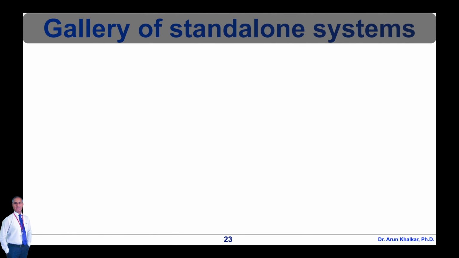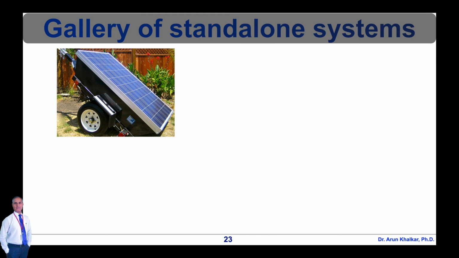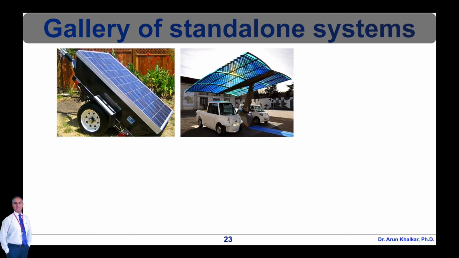Now let's see the gallery of standalone systems. First of all, mobile solar trolley. A generator to power your appliances. Take it anywhere, anytime, no installation needed, 100% solar powered. Next is a solar canopy which provides shade for vehicle parking.